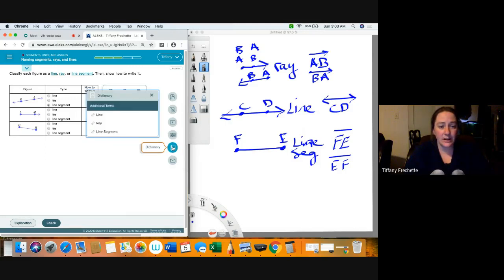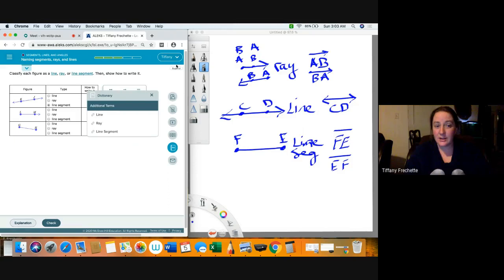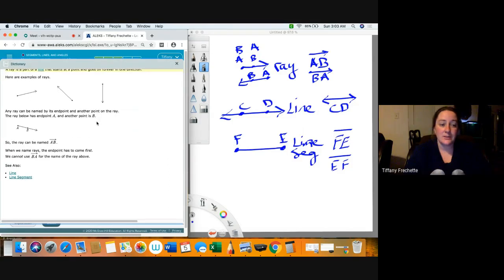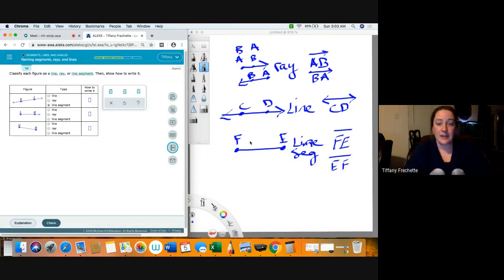You can also click on dictionary. It will give you these definitions right in here. So if you did forget to write them down, you can click on this dictionary. It's not going to mark you wrong at all. It'll just give you the basic definition, but it's actually not going to give you the symbols in here, it appears. So it's not giving you the full definition as I would expect it to give you. So it's giving it to you for ray, but it did not give it to you for line as far as giving you the symbol.